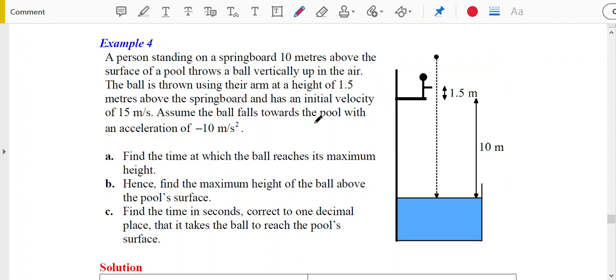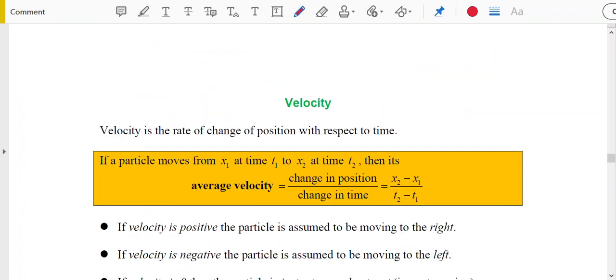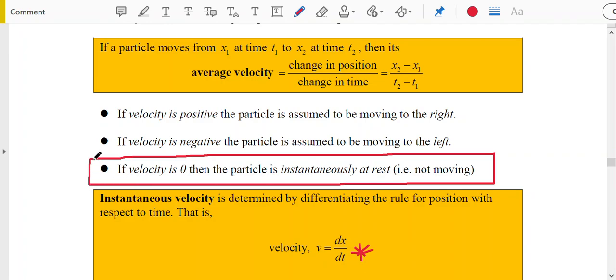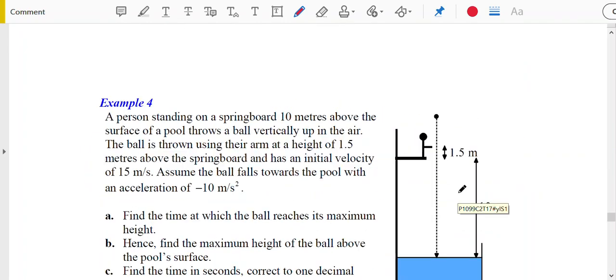So one of the very important things about velocity is this. I'm going to put a little box around this one. That's really important. If the velocity is 0, then the particle is instantaneously at rest, meaning it's not moving. The particle is not moving when the velocity is 0. So you think about this. Throw a ball up in the air. It needs to stop very quickly, so instantaneously, for it to come back down. Otherwise, it would just keep going up.